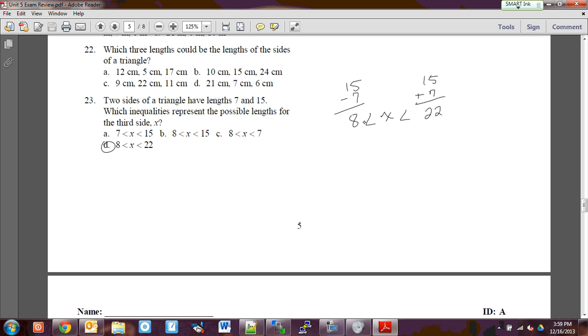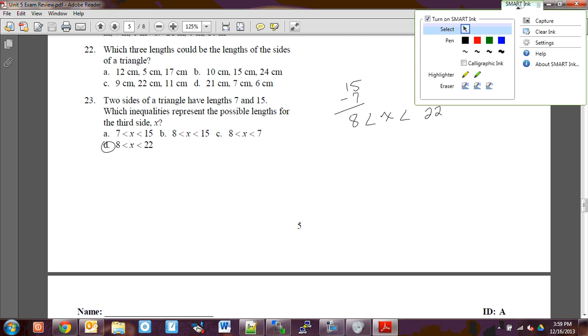Right? 15 minus 7 is 8, so X has to be greater than 8. 15 plus 7 is 22. X has to be less than 22. All right, that's all there is to do in that one.